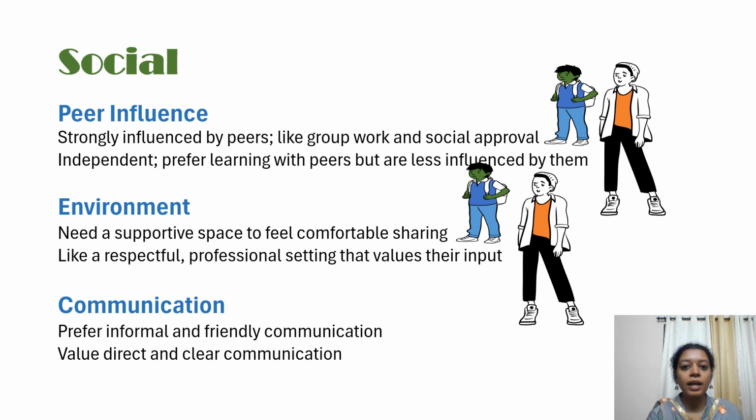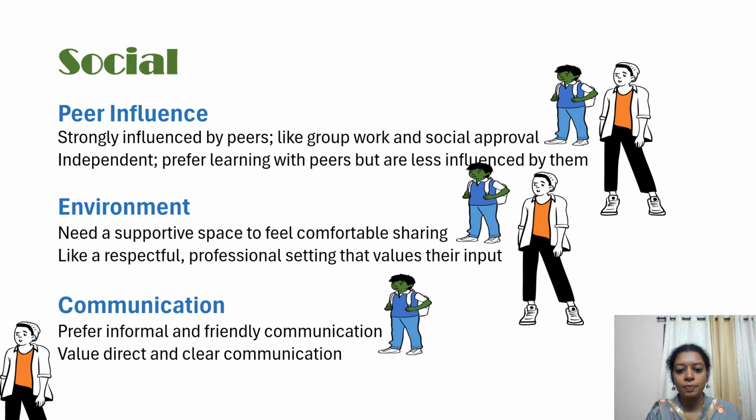Okay, the next is about communication. The first point is prefer informal and friendly communication. Who? Simple, right? That is adolescent. And value direct and clear communication. That is adult learner. Okay, so speaking about communication, the adolescent likes informal and friendly communication. They respond well to a relaxed approachable style, but in the case of adults, they prefer communication that is direct and clear. They appreciate straightforward information without unnecessary details and all. So that is about the communication.